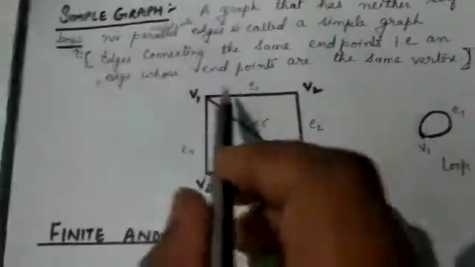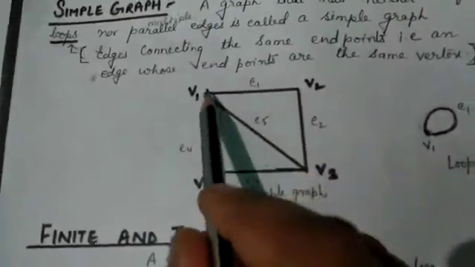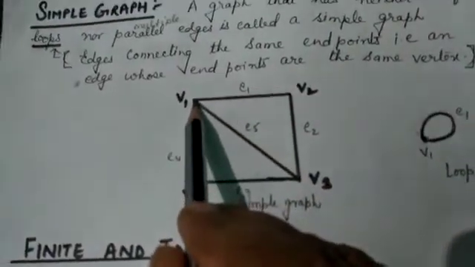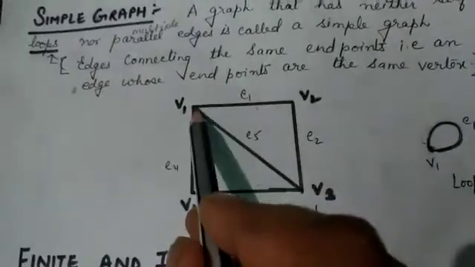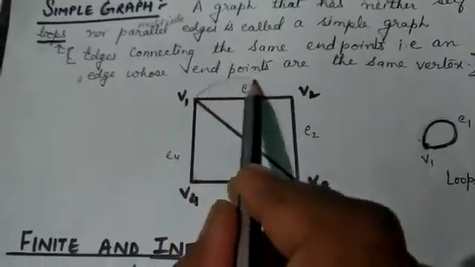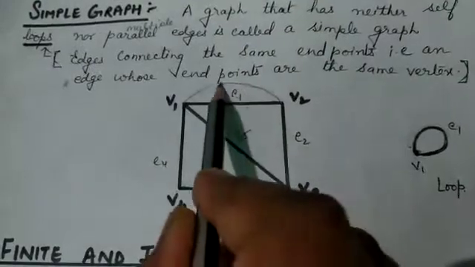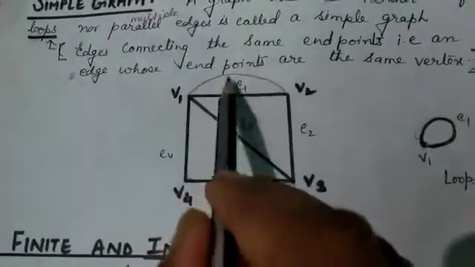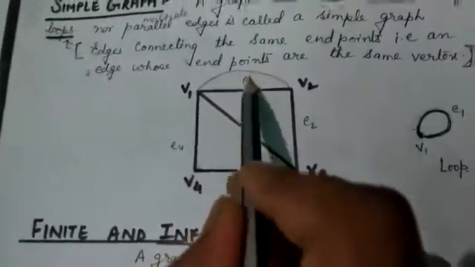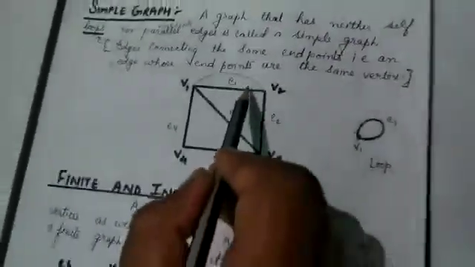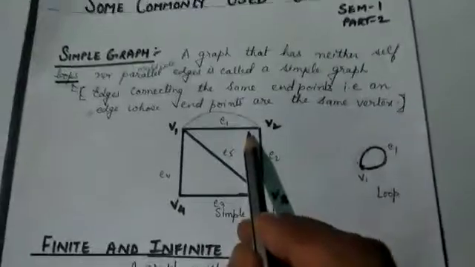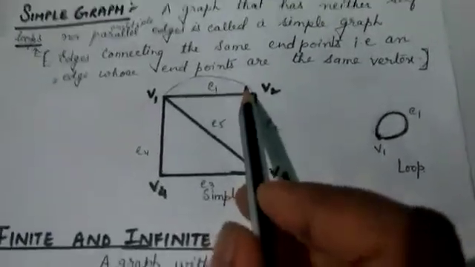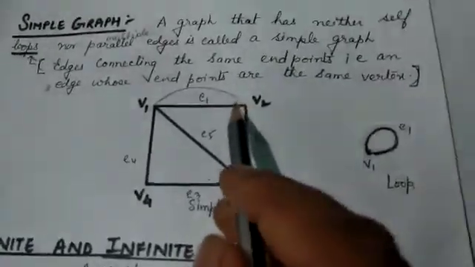So what do parallel edges mean? Suppose I am taking vertices V1 and V2. If I attach one more edge here like this, then V1 and V2 now have two multiple edges. So in this case, this is not a simple graph. A graph that has neither self loop nor parallel edges is called a simple graph.